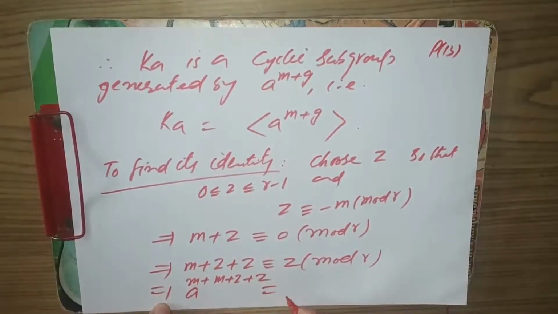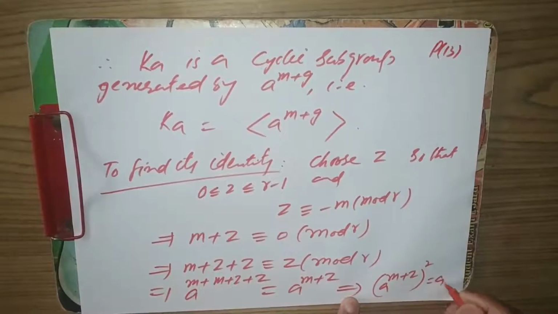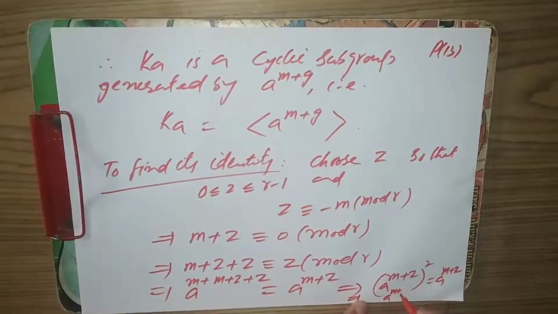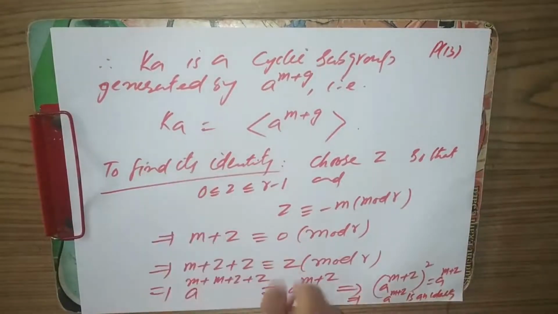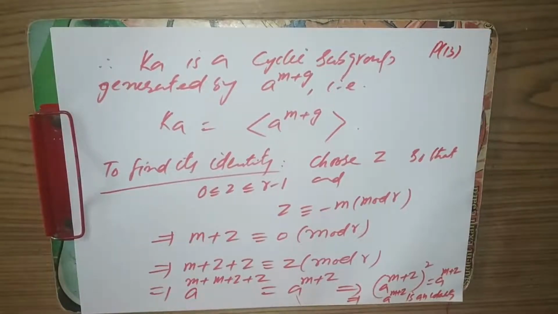A power m plus z whole square is equal to a power m plus z. So that means a power m plus z is an idempotent, because its square is equal to the element itself. Which means a power m plus z is an identity, because it is an element of K, actually. z varies from 0 to r minus 1, so those elements are in K. So that means this element is an identity of K a. It's an identity of K a.